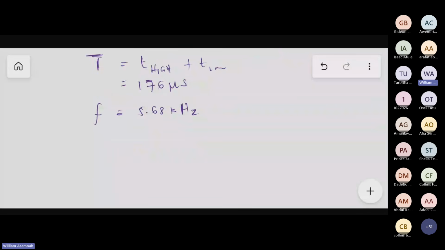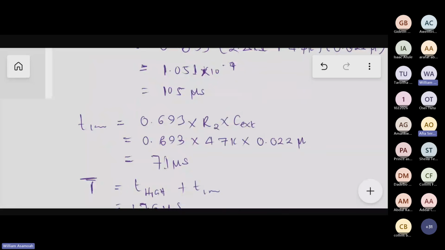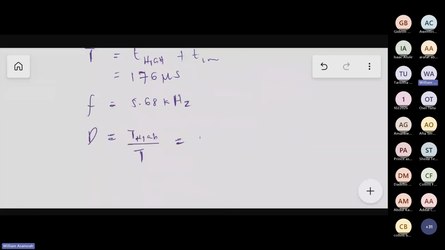Then what will be the duty cycle? D is T high over T, right? What will it be? What do you get, please? So T high is what? 596 milli, 59.6%. Okay, great. Thank you very much.